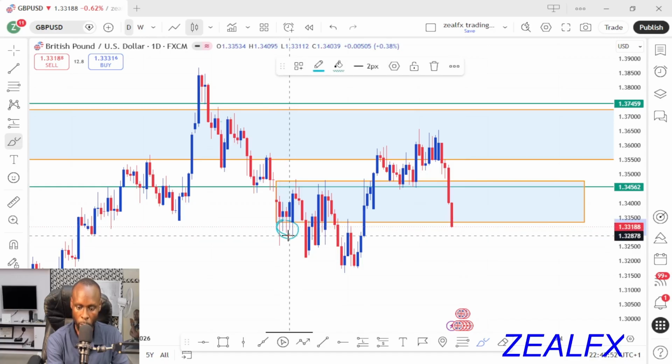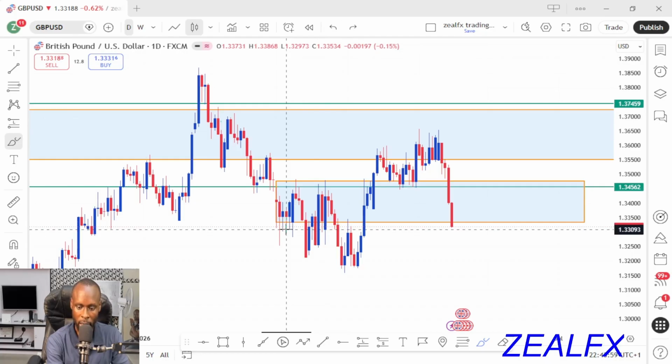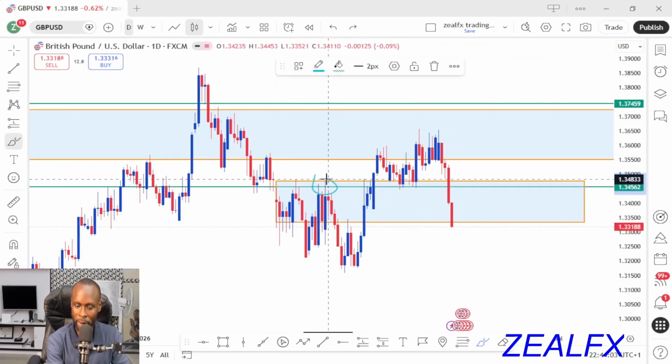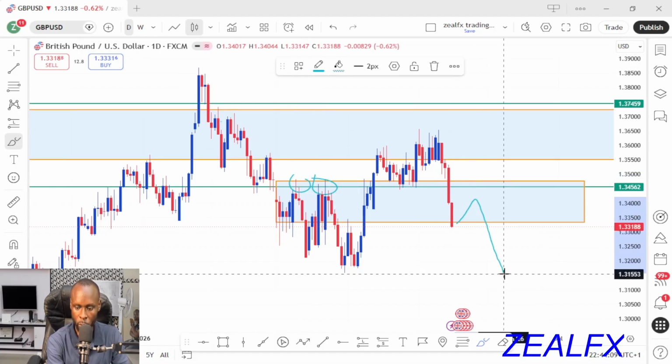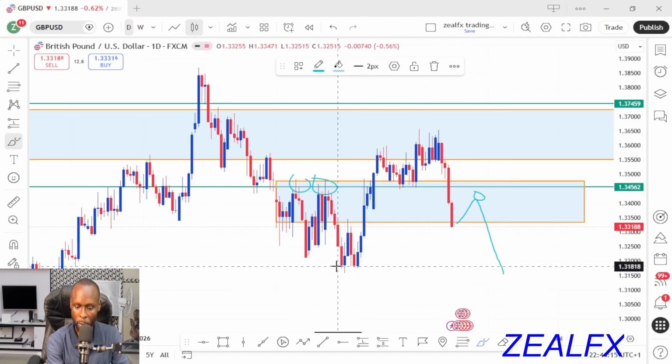From this support level, we can't sell on this support level, because if you are selling from this support level, we might lose our hard-earned money. So we need price to come to a resistance level, which is this resistance area, for us to start looking for possible sells to be done.